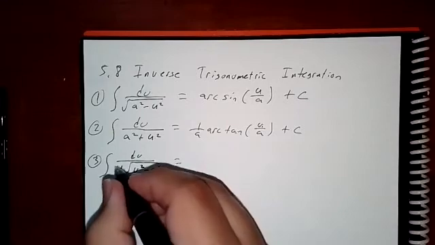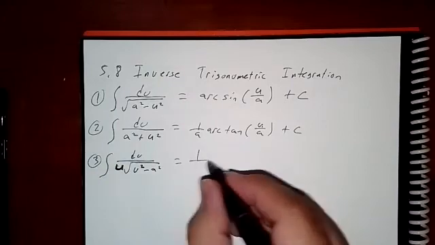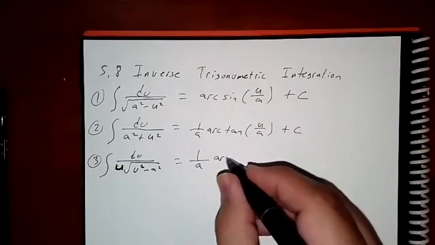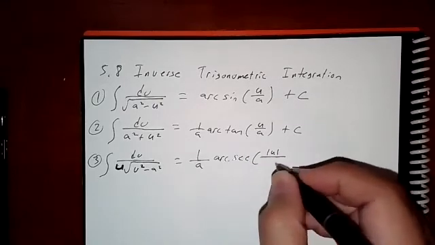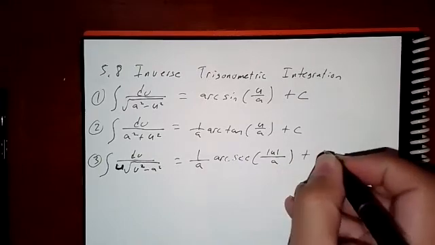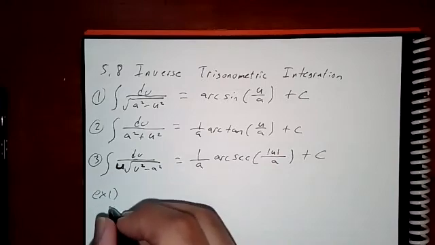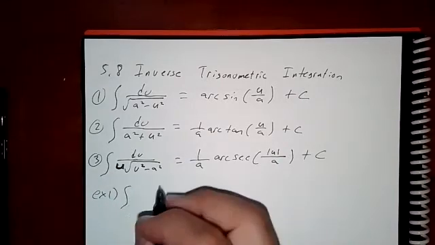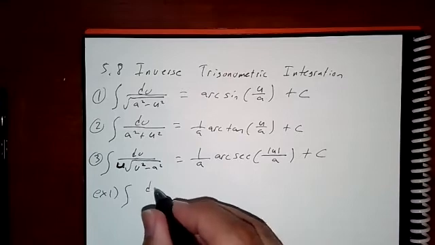The integral of du over u times the square root of u squared minus a squared is equal to 1 over a arc secant of the absolute value of u over a plus c. So all you have to do in these problems is make it look like one of those three and then apply the formula. So that may require a little bit of substitution or some algebra. And that's pretty much it. I'm hoping it's not too bad. It should be easy, similar to 5-7, I think, like what we did last chapter.